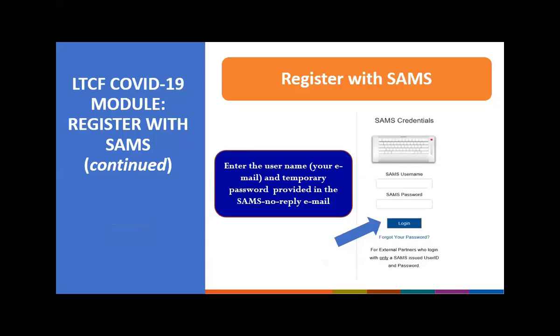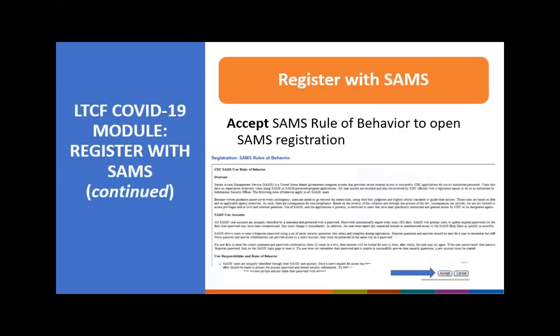Your SAMS username that you're going to enter is the username in your email, which should be your email address that you use to register. Remember, it's very important that you're using the same email address. So you'll enter that SAMS username, your email, and then enter the temporary password. Once you do that, click Login. Once you log in, it's going to take you to a screen similar to this.